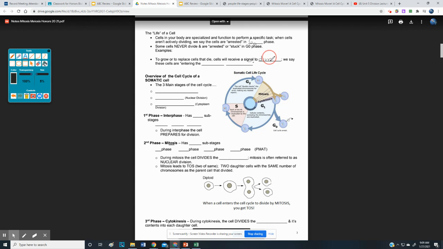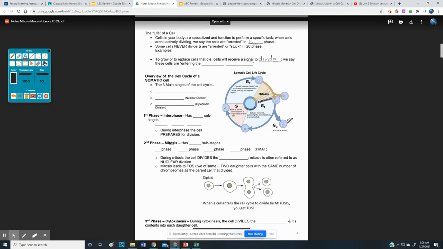Can anyone tell me what we call cells that are dividing even though they haven't received a signal to divide? There you go, cancer cells. They'll divide even though they have not received a signal to divide. So it's really important that cells don't divide unless there's a need for that, okay?